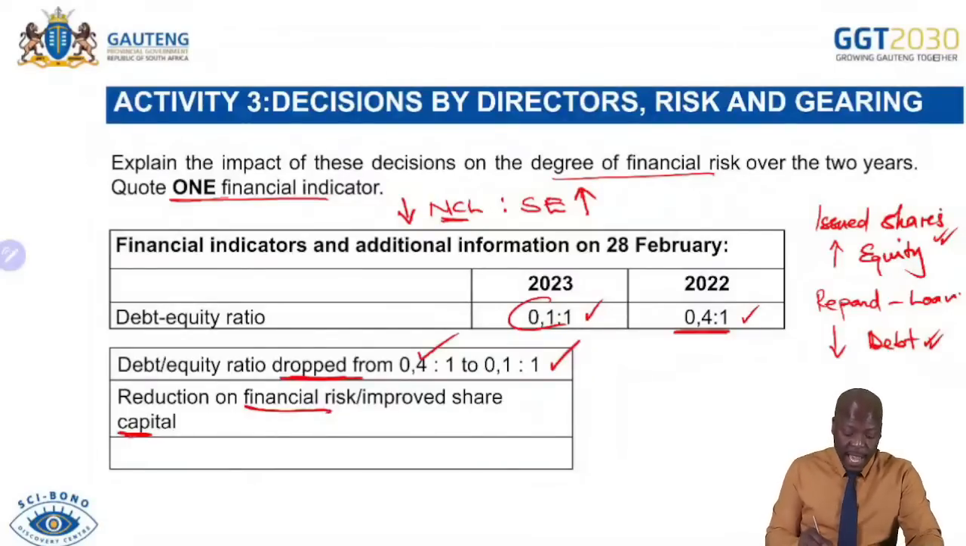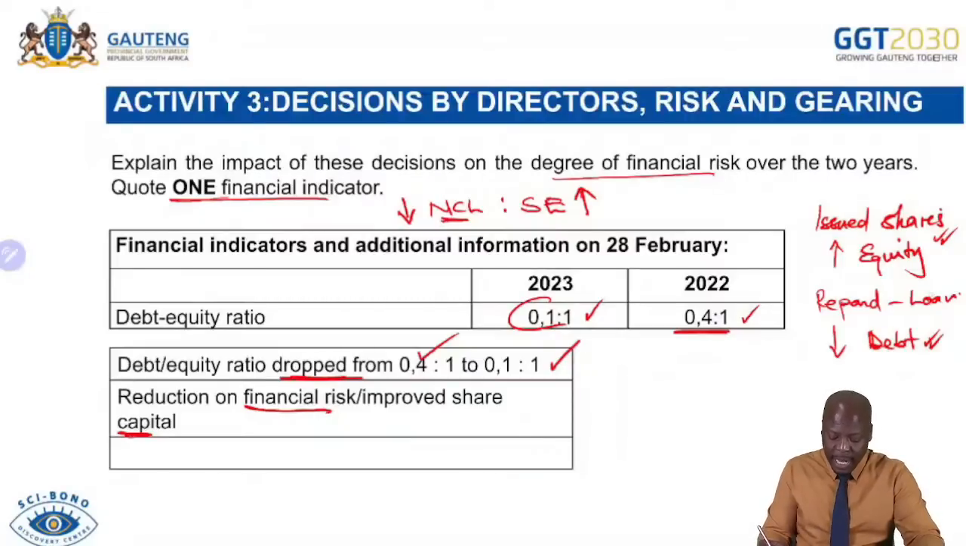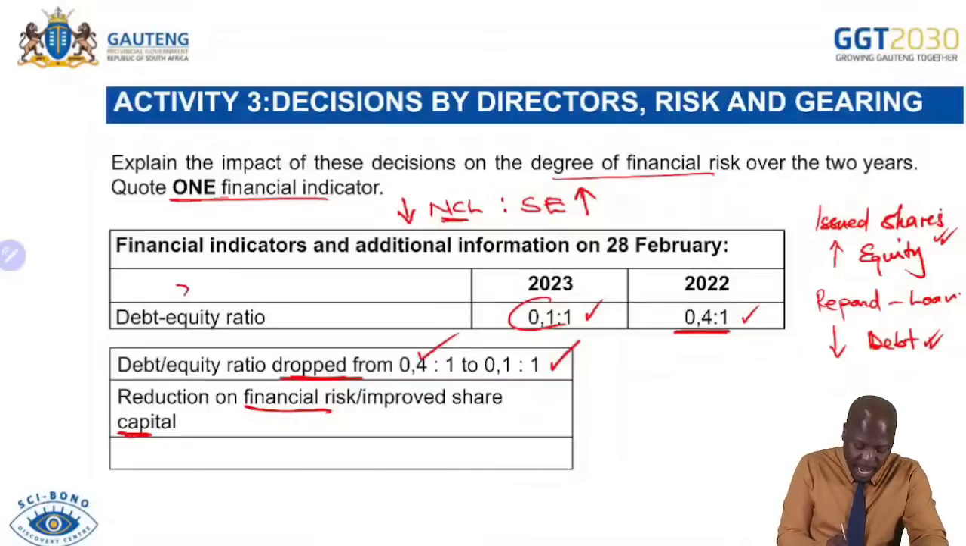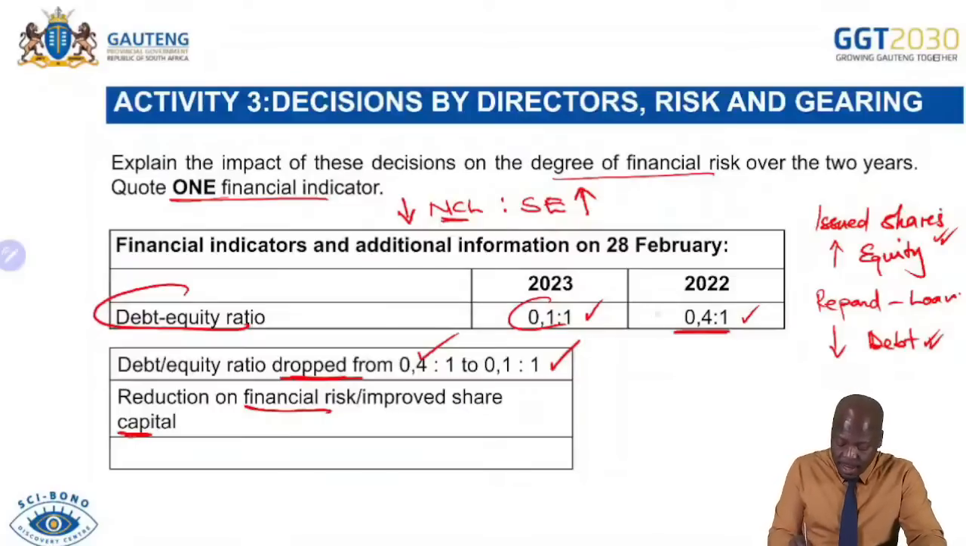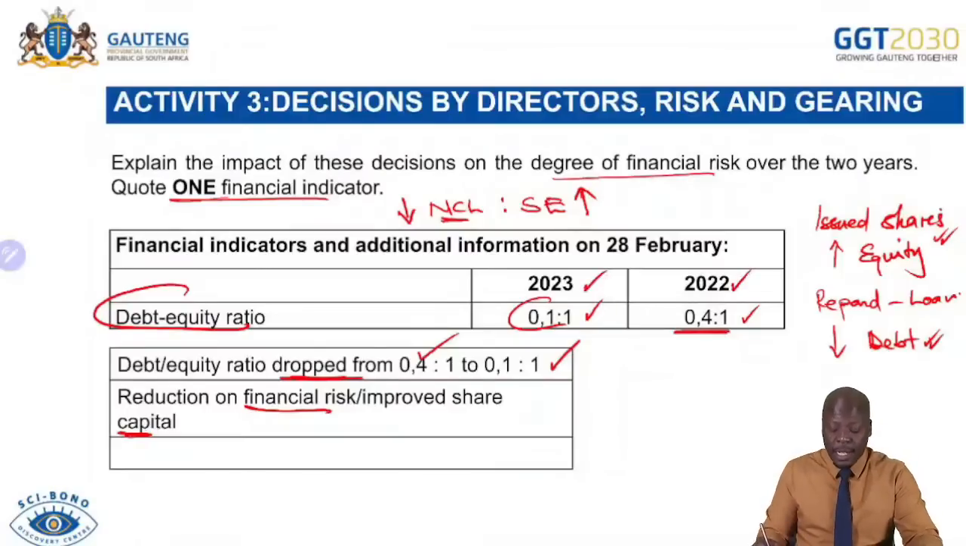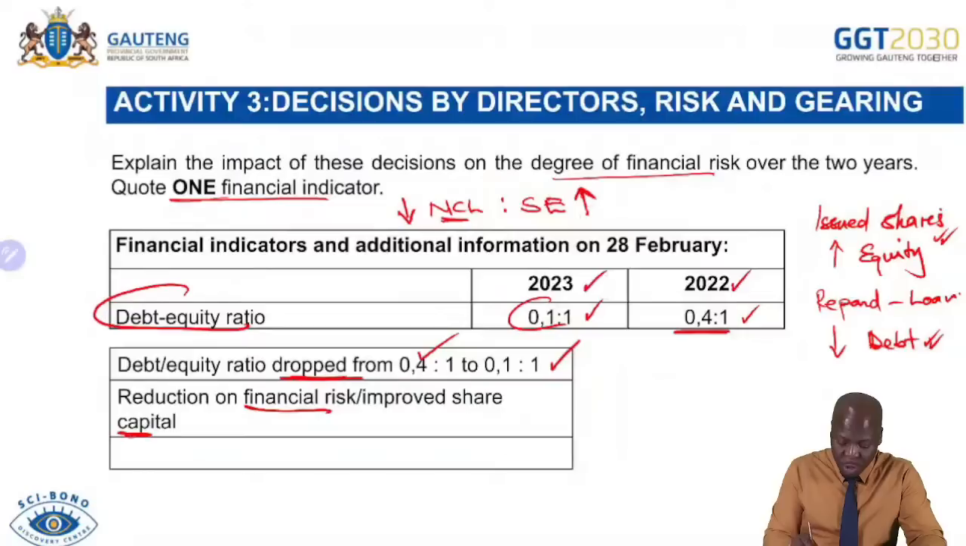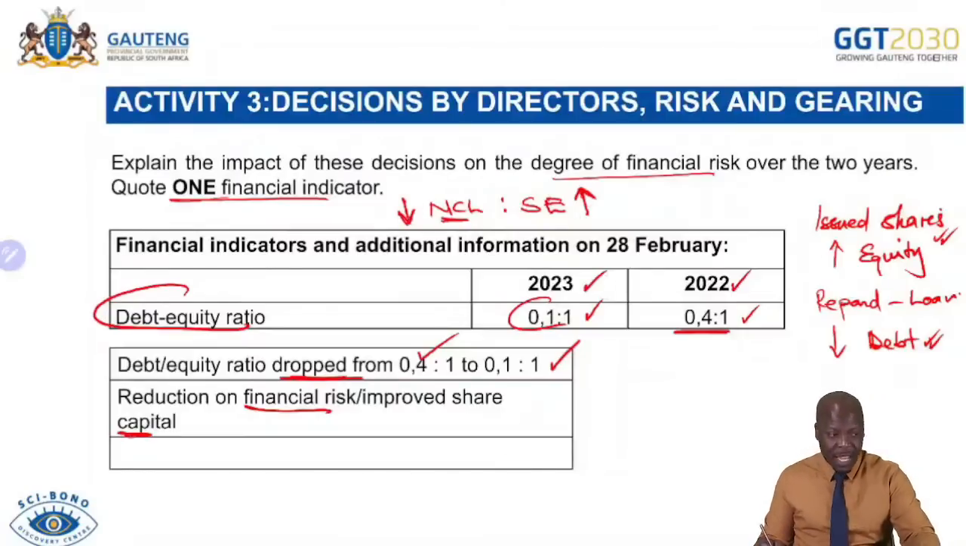The question was, explain the impact of the decisions made by the directors. And then we were to look at one financial indicator, which looks at the degree of risk. And we are looking at the debt equity ratio. As you can see here, there is a decrease from 2022 to 2023. Why is there a decrease? Because we issued more shares and we repaid the loan. Okay, I'm going to move on to the next question.